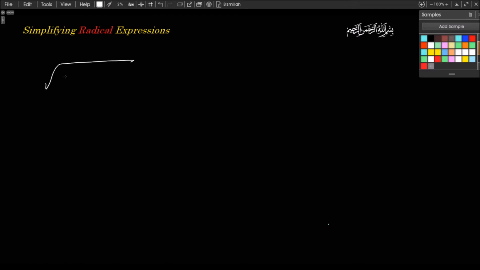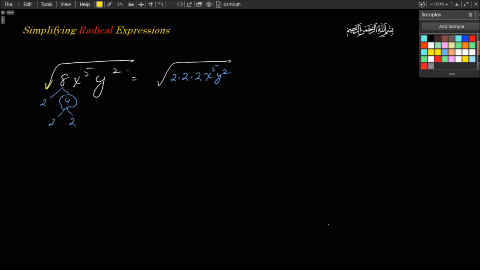How about this one? Well, we're taking a square root still, so we have to do prime factorization of the 8. So 8 can be rewritten as 2 times 2 times 2. And then you have x to the 5th y squared. A quick review. This is called a radical symbol. This is called a radicand. This is the index, which is not written over here. Since this is a square root, for every 2 will come out as 1. 2 slices of bread will come out as 1. So the one of those 2 will come out like this.